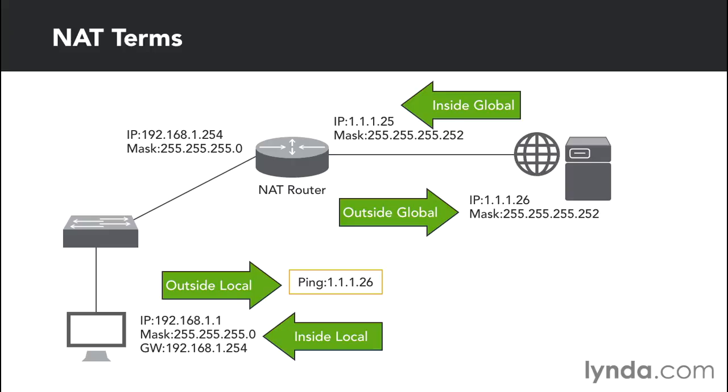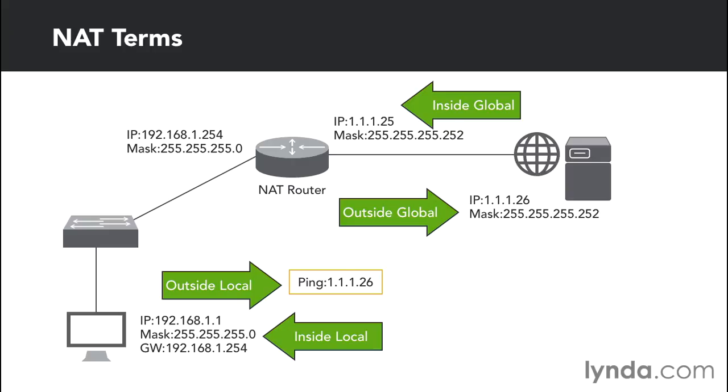You have your local computer with the IP address of 192.168.1.1. That is considered the inside local address. Well, to NAT, this is what this particular address represents. But now let's say you ping 1.1.1.26. Well, who's that? That's the web server or that server way out there by that globe that represents the internet. That's the outside local address, which is a public address, but it's still local.